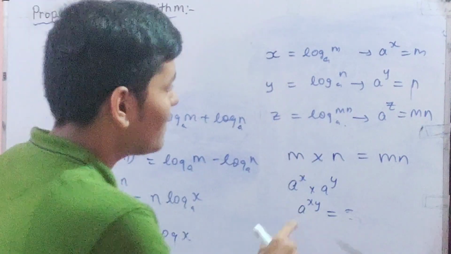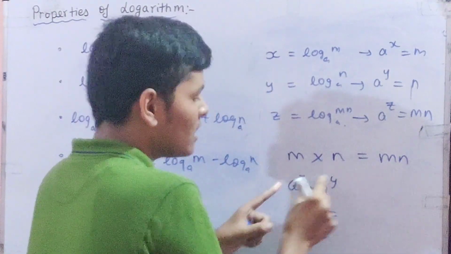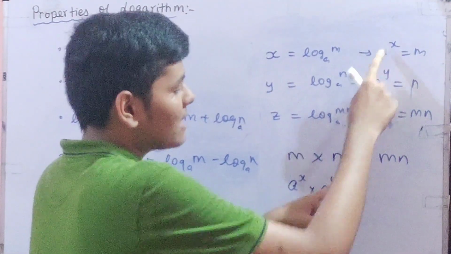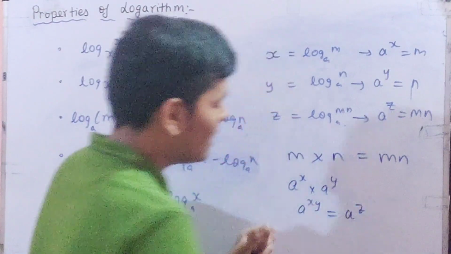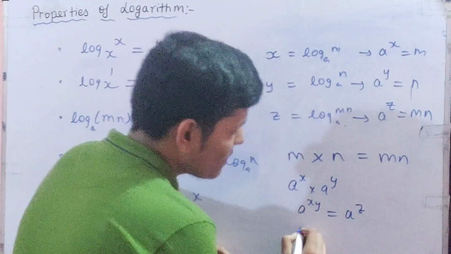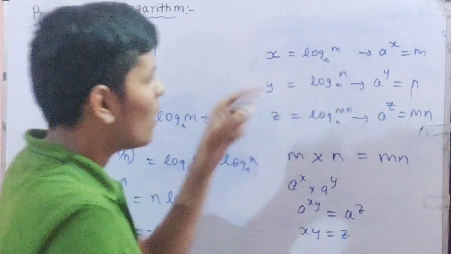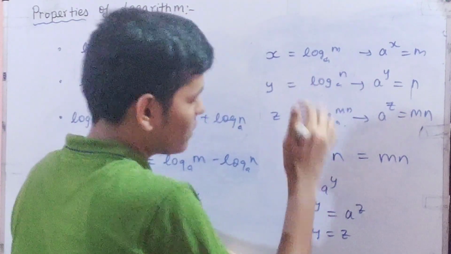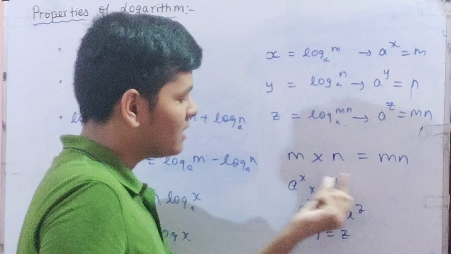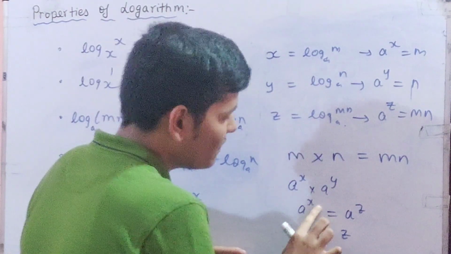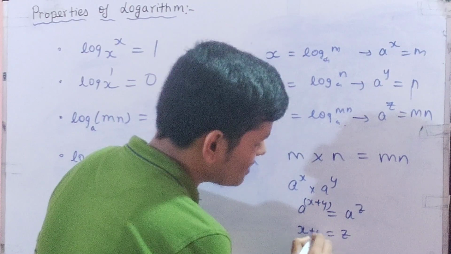A power xy is actually taken as z. How is it taken as z? Because m times n is equal to mn. So m is taken as a power x, n is taken as a power y, and mn is taken as a power z. Now the bases are equal. So x plus y is equal to z. When the bases are the same and we multiply, we add the powers, so we get x plus y is equal to z.